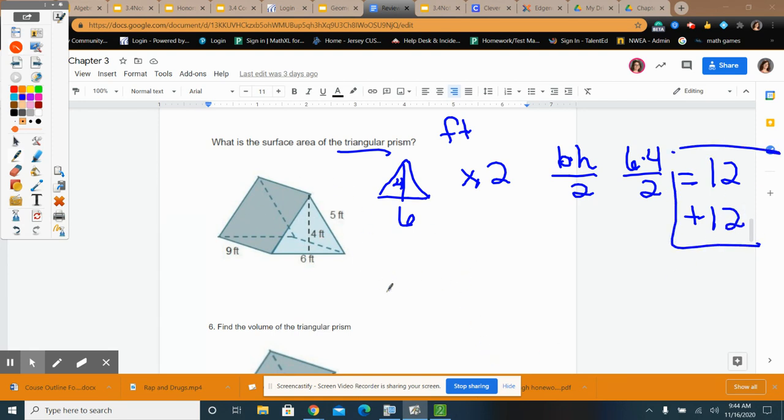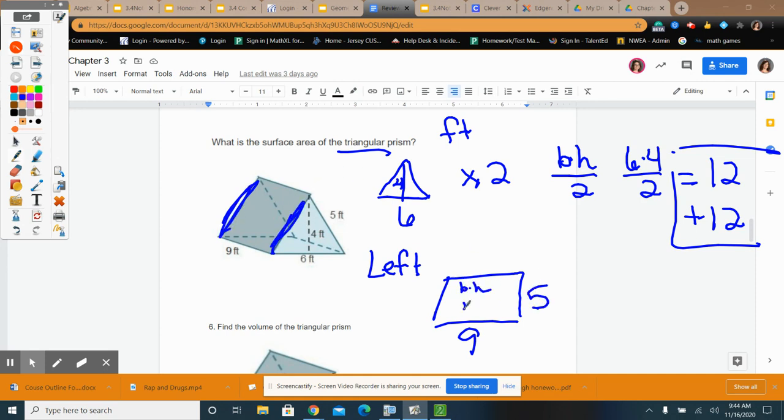Then you have 3 rectangles. They may not all be the same. So let's do the one on the left. The one on the left has a base of 9, but how tall is this guy here? How tall is this rectangle on the left? Well, it's going to be 5. That's base times height. 9 times 5 is 45. So that's the one on the left.